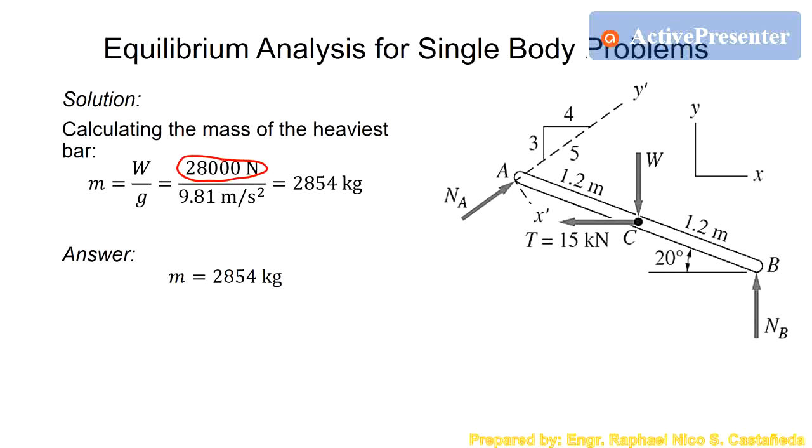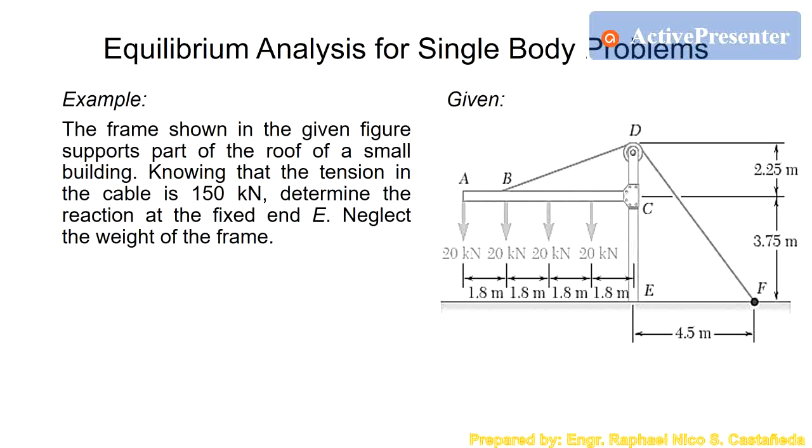So that is the final answer. Let us have here our last problem. For the given frame shown, the given figure supports a part of the roof of a small building. Knowing that the tension in the cable is 150 kilonewton, determine the reaction at a fixed end at E.